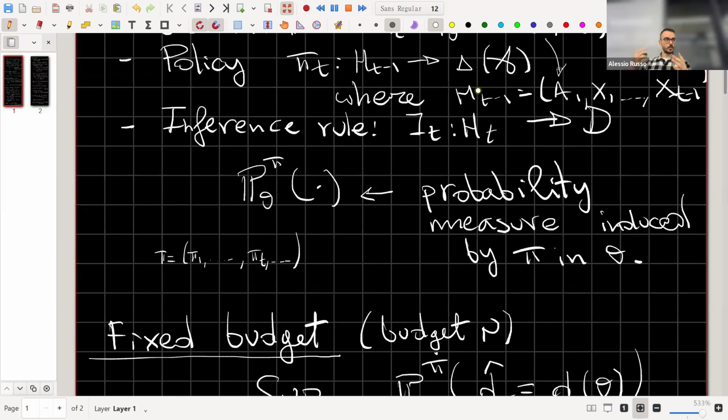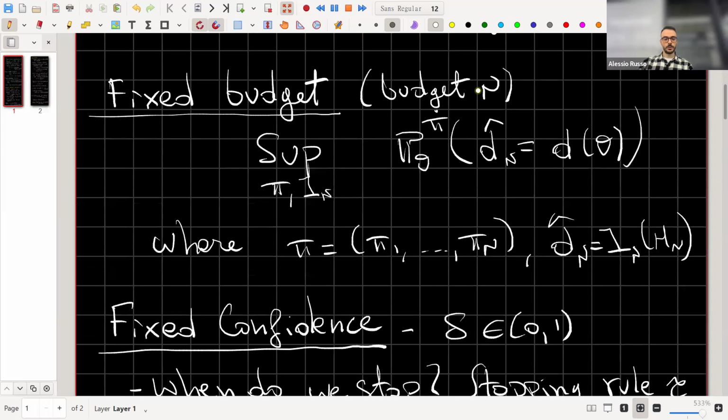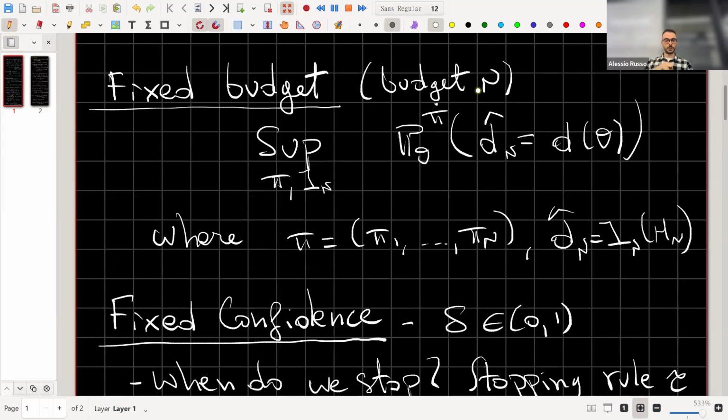So it's not like just one policy. In each round, we can have a different policy. Okay, so I told you there are two objectives. One is the fixed budget. I give you a maximum number of rounds, and at the very end, I want you to make a prediction of what is the true hypothesis. So what you want to do here is try to come up with the best sampling rule, pi, and the best inference rule that allows you to maximize the probability of inferring the true hypothesis.